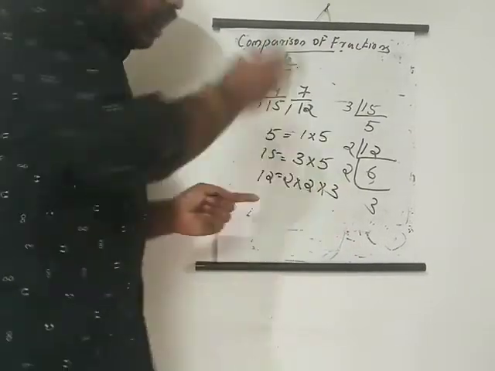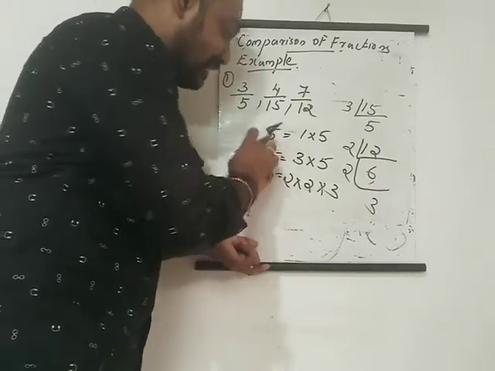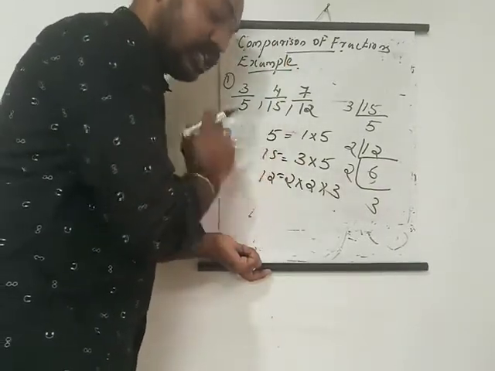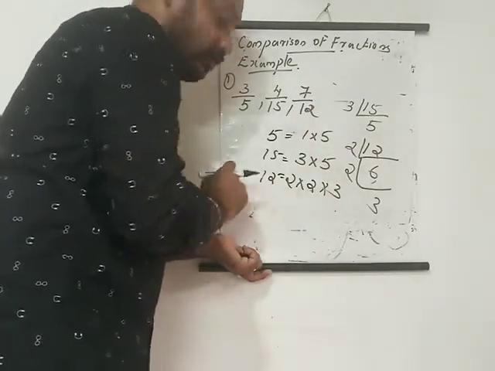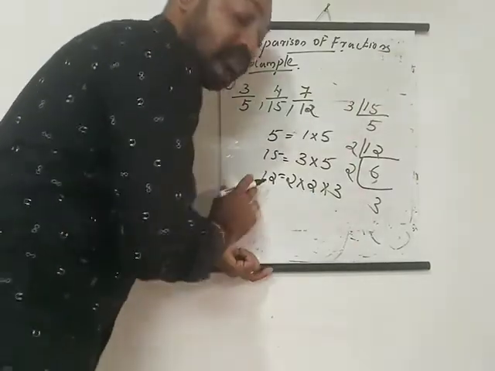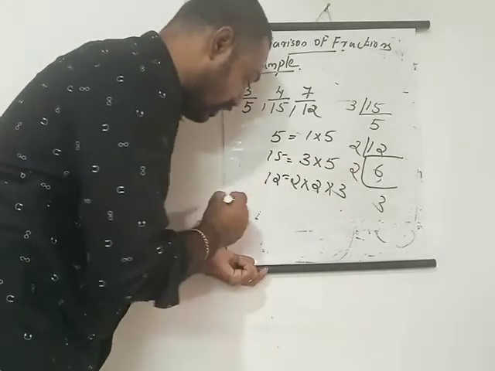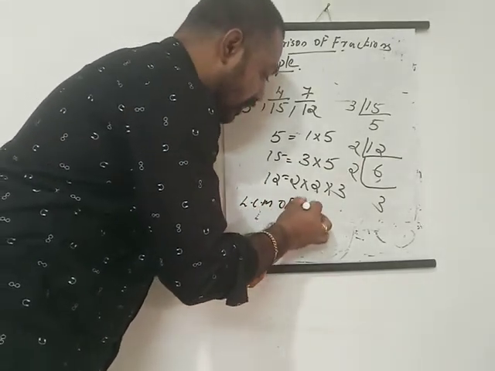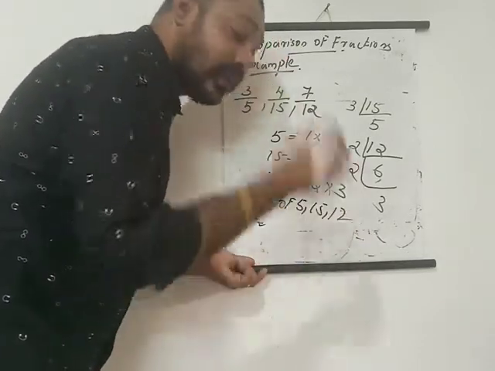Now this is the important thing. We need to find the LCM of 5, 15 and 12. What are these 5, 15 and 12? These are our denominators. So what is the LCM of these three numbers? Listen here, in this part most of you make mistakes. The LCM of 5, 15, 12. How can we find it?